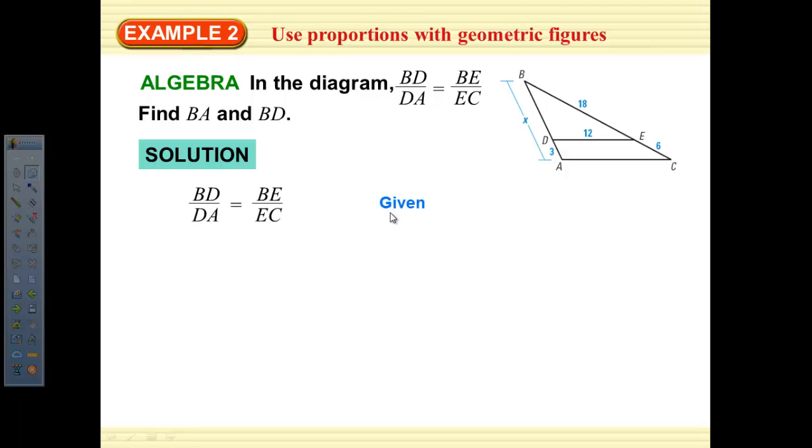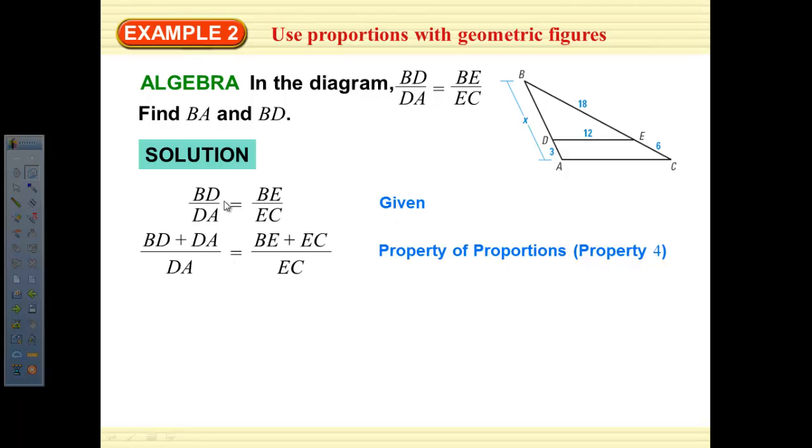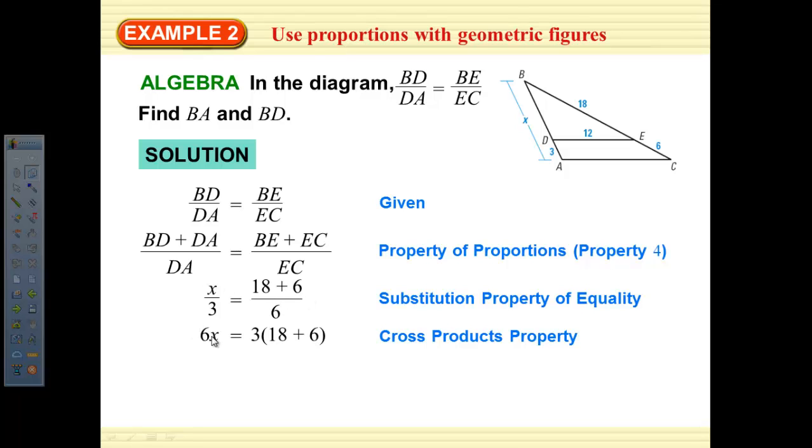So we're given that, and again, using the property of proportions, we can write that the whole thing over this part equals the whole thing here, which would be 24 over this part. So we plug in our numbers. X is the whole thing, 3 is the bottom part, 18 plus 6 or 24 is the top, 6 is the bottom. We would then do cross multiplication. 6x gives me 3 times 24, and then we divide both sides by 6, and we'd get x equals 12. So the whole length here is 12. If I want to find BD, I would do 12 minus 3, or 9. So our lengths are 12 and 9 here.